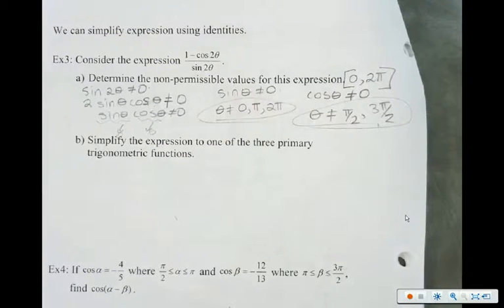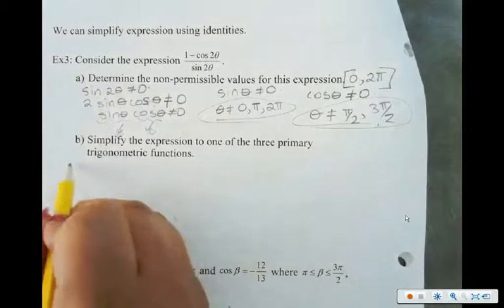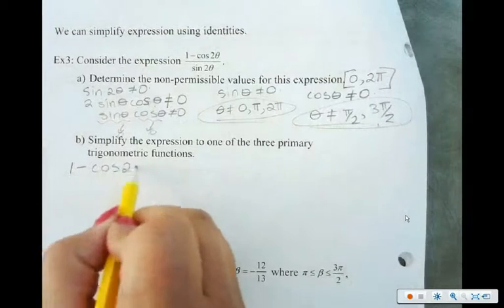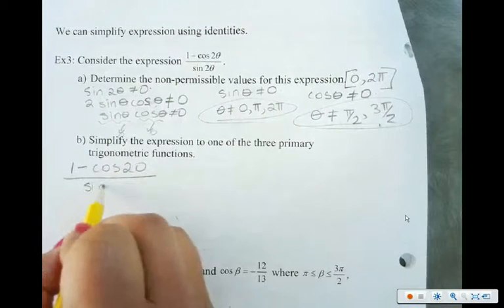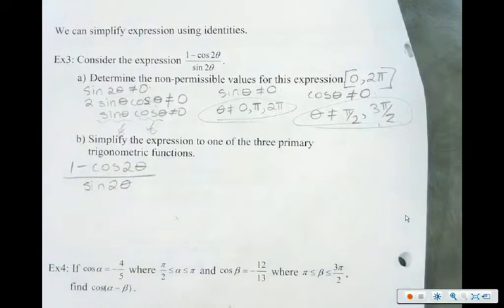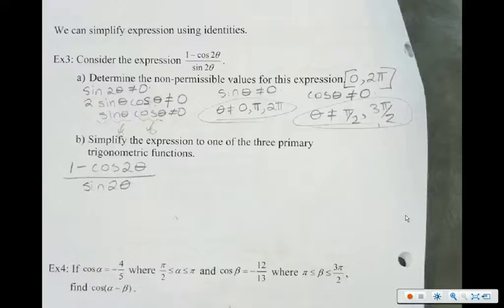Part B, simplify the expression to one of the 3 primary trigonometric functions. So that means you're going to simplify this (1 minus cos 2 theta over sine 2 theta), and you're going to simplify it until you get to either sine, cos, or tan.